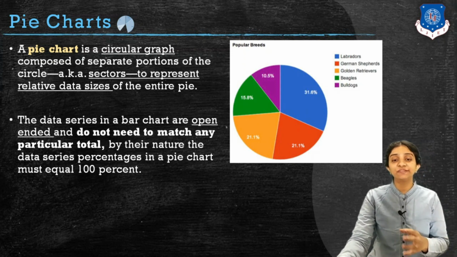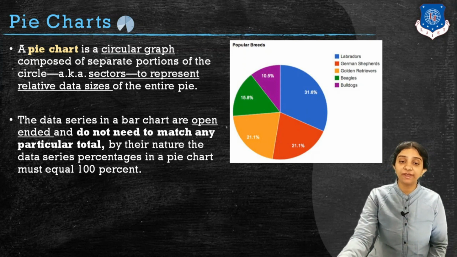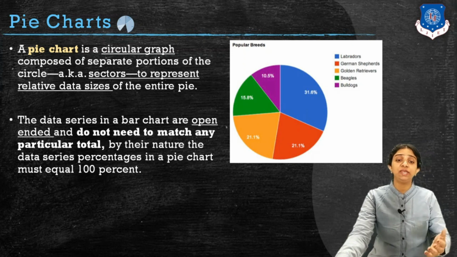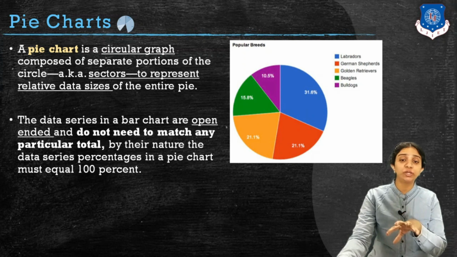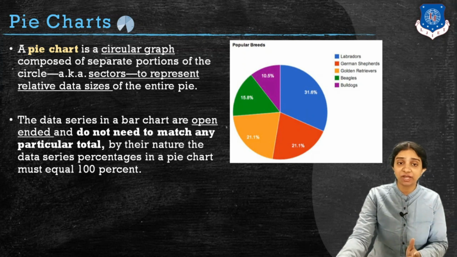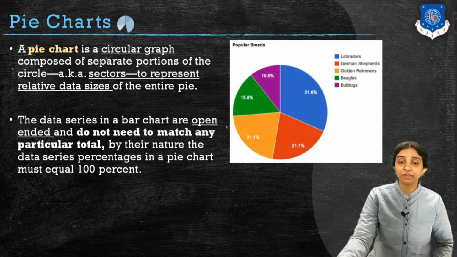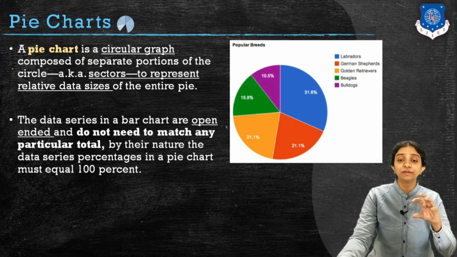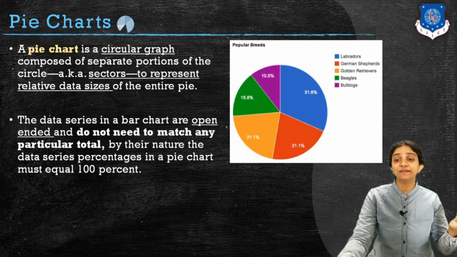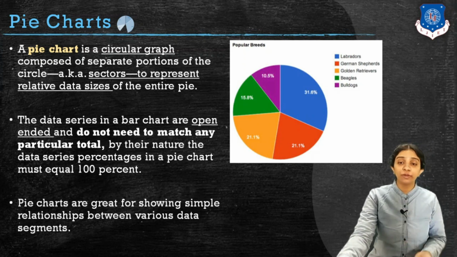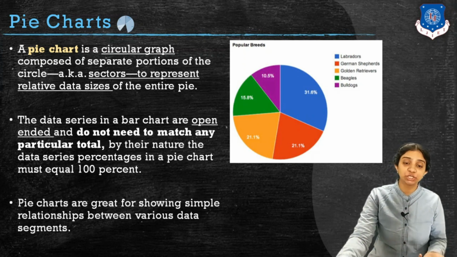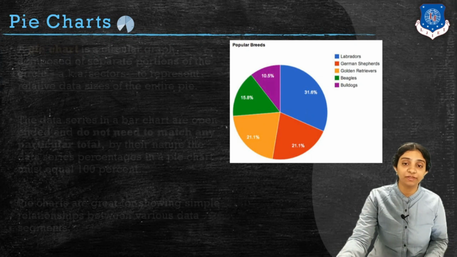So here the data series in a bar chart are open-ended and they do not need to match any particular total. So while we are actually interested in the total value of a particular data set, then we must go with a pie chart as compared to a bar chart, because pie charts are closed. They are giving us the complete data series in a form of percentage as 100%. So they are great for showing simple relationships between various data segments.